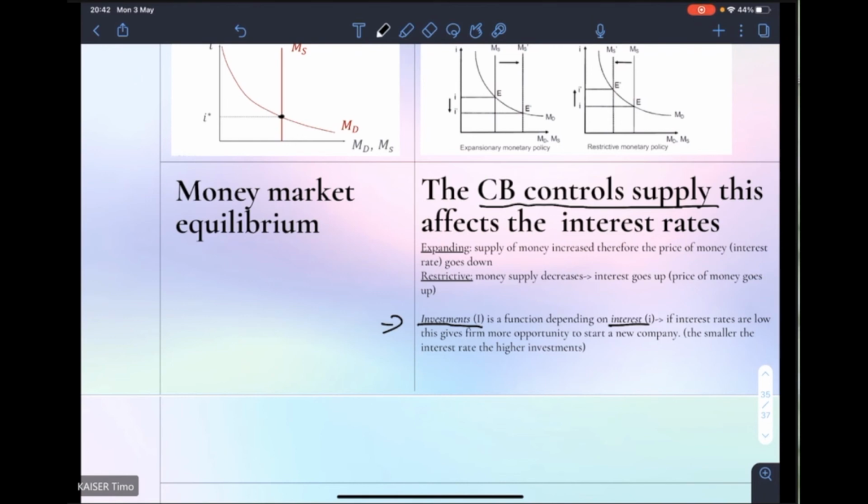However, when interest rates are low, and therefore the price of money is very low, you can receive much money, which you can then invest. Therefore, this will increase investments. That's the last side note.